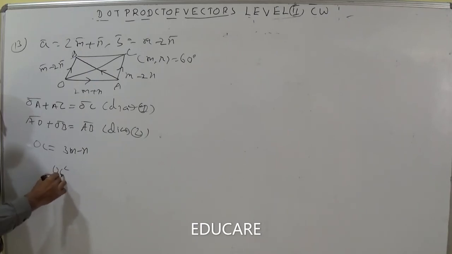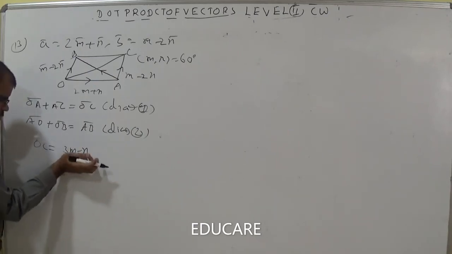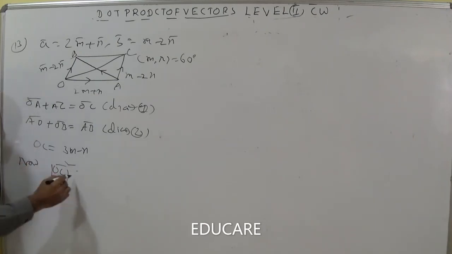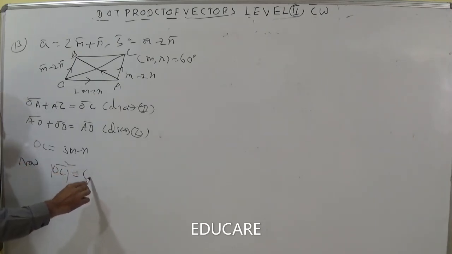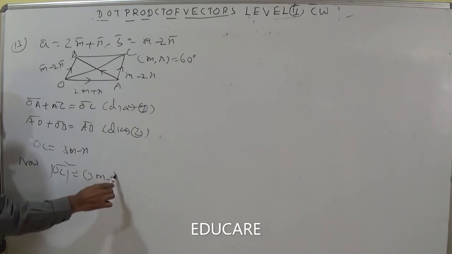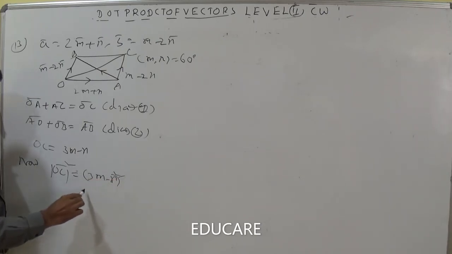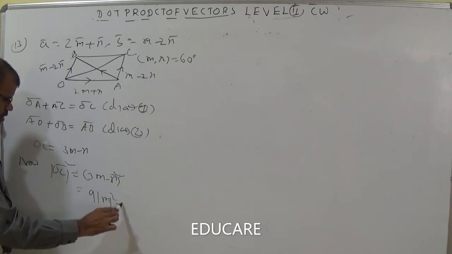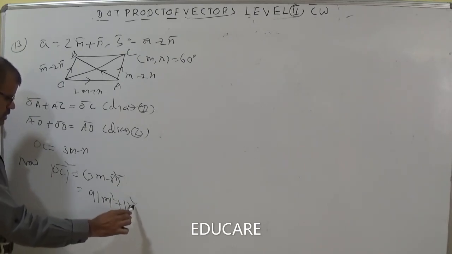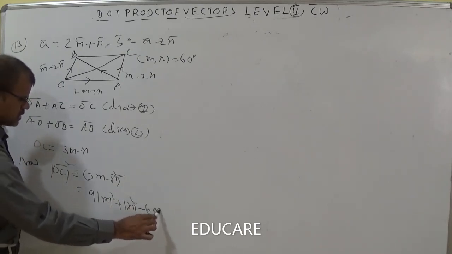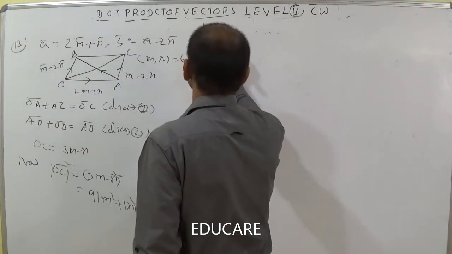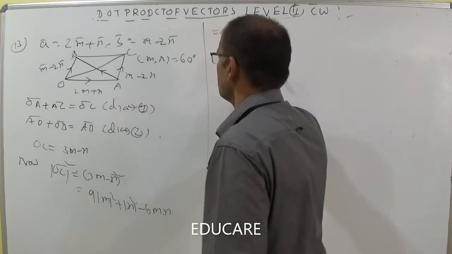Now you should consider the value of OC square. Consider the value (3m − n)². It becomes 9m², this is |m|², plus n² minus 6 m·n. That is equal to 9 into |m|².